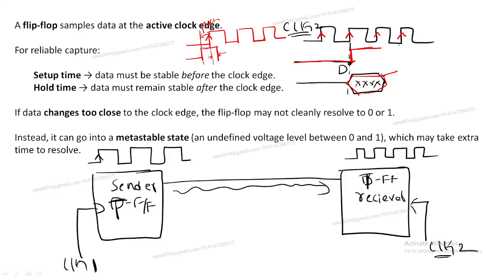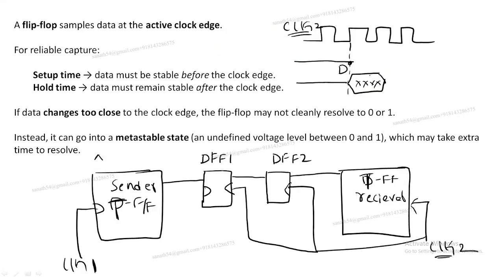Metastability state means that the receiver flip flop will not identify whether the sender is sending the signal; it will not be sampled into the receiver. You are getting either 0 or 1. It will go into the metastability state. Here is the main part of the synchronizers.